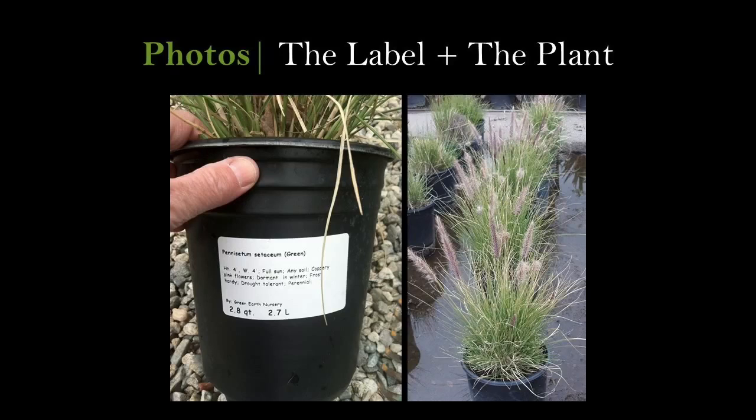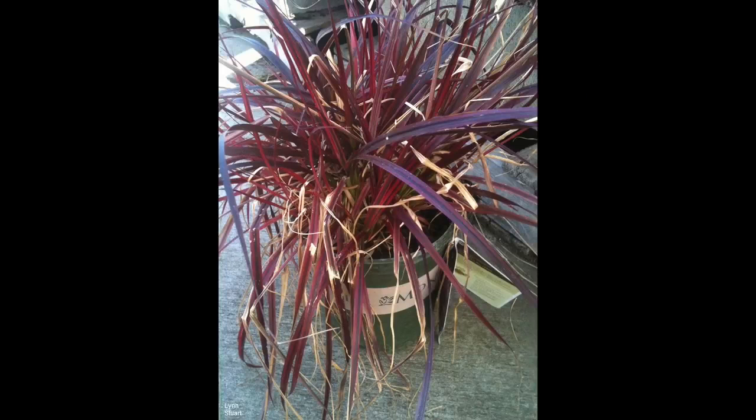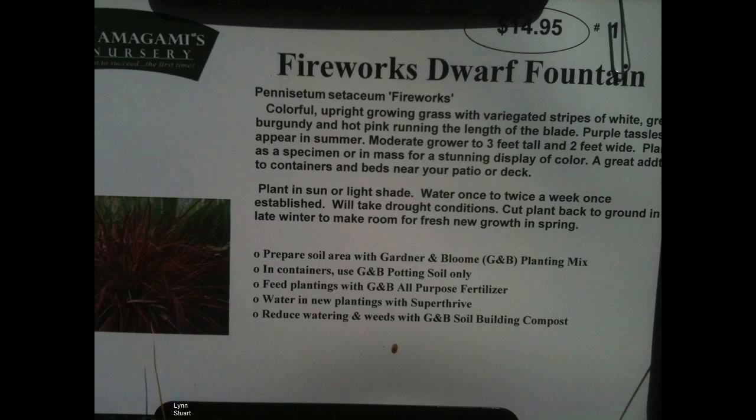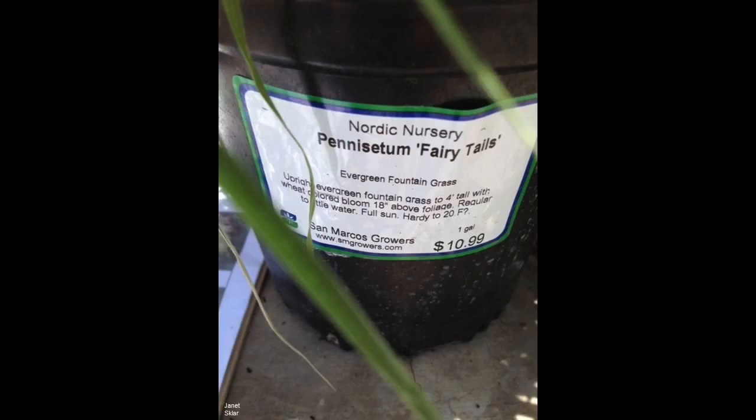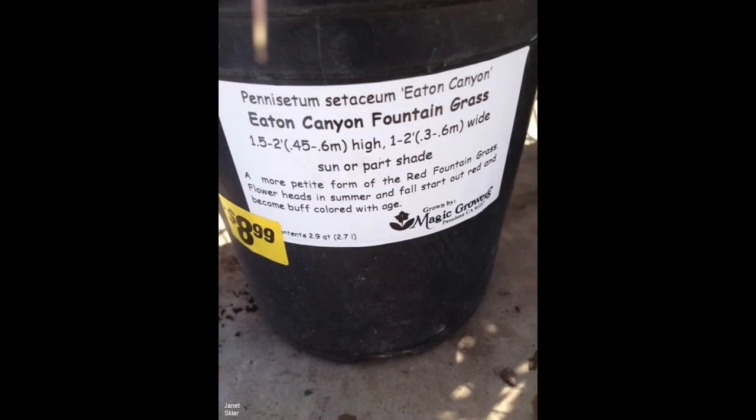This year, we're also asking you to take and submit photos of the cultivars that you find of the invasive plants on our list. To give you an example, let's talk about Pennisetum setaceum, green fountain grass, which is shown here on the screen. This plant has a lot of different cultivars, some of which aren't problematic, including this cultivar, Fireworks, Bunny Tails, another cultivar, this one called Fairy Tales, and this one, which is called Eaton Canyon.